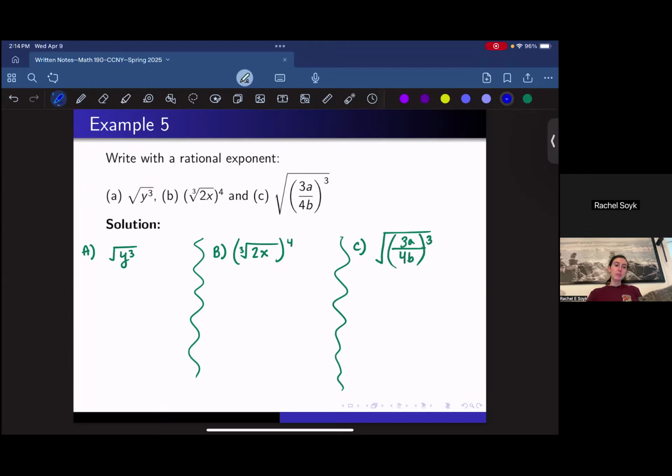Okay. So we want to write it with a rational exponent, aka a fraction as an exponent. Our index with part A is 2 because it's a square root. That goes into our denominator. So square root of y to the third is the same as y to the 3 over 2. And we're done.